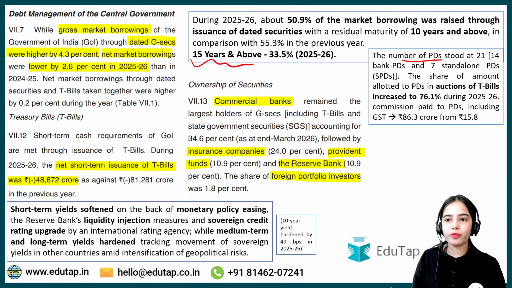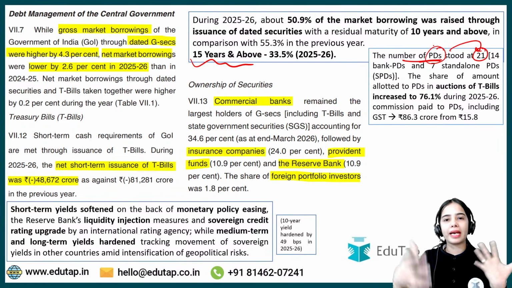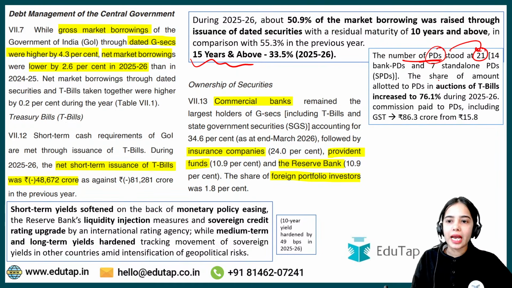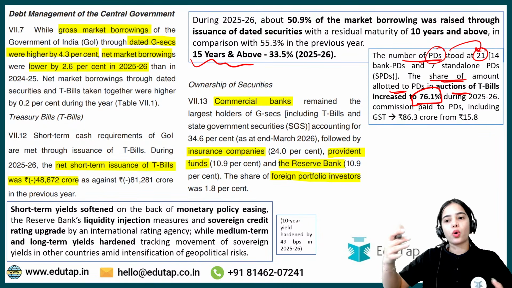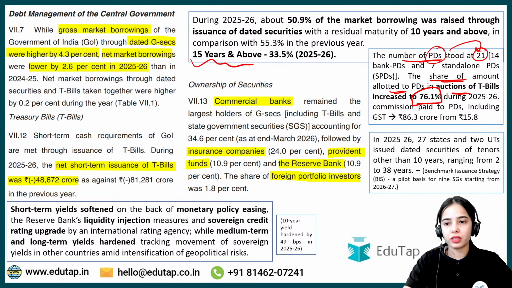Next is, the number of primary dealers stood at 21. These are the primary dealers. They are the market makers that help in the buying and selling of the government securities. And the share of amount allotted to primary dealers in the auction of T-bills increased to 76.1%. So 76.1% of the T-bills were provided to the primary dealers.